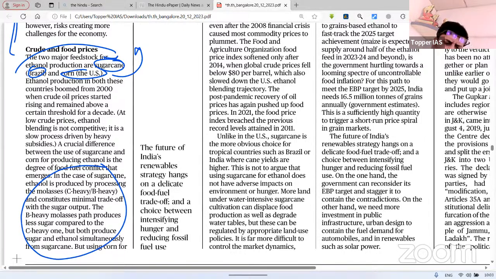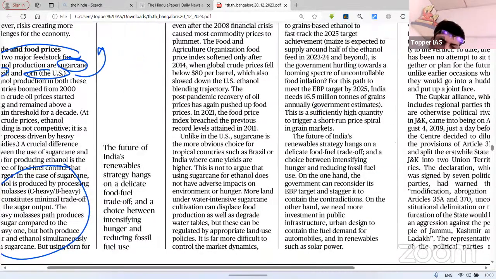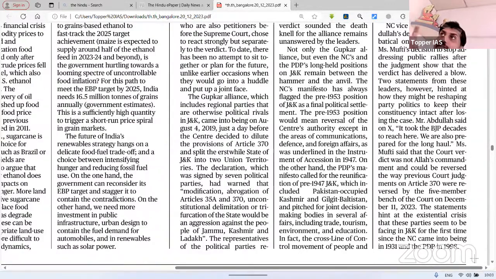Here the C heavy, B heavy details are not so important. They are talking about which gives more yield. Different processes are there; if you do it like this, it gives more yield, and if you do it like that, it is more yield. B heavy molasses produces less sugar compared to C heavy. So which one should be diverted? You make judicious decisions. In simple words, whichever gives more sugar output, don't use it for ethanol.